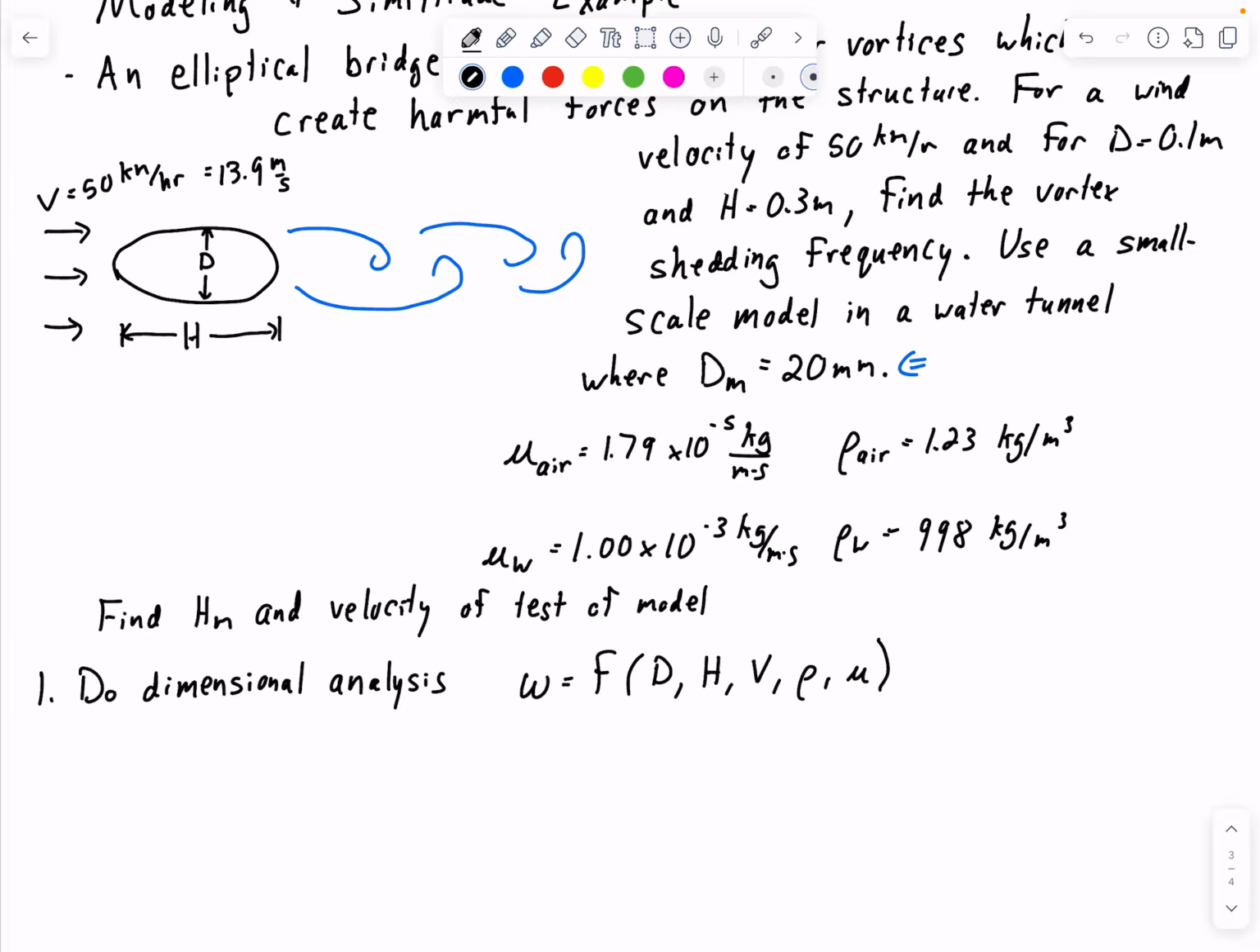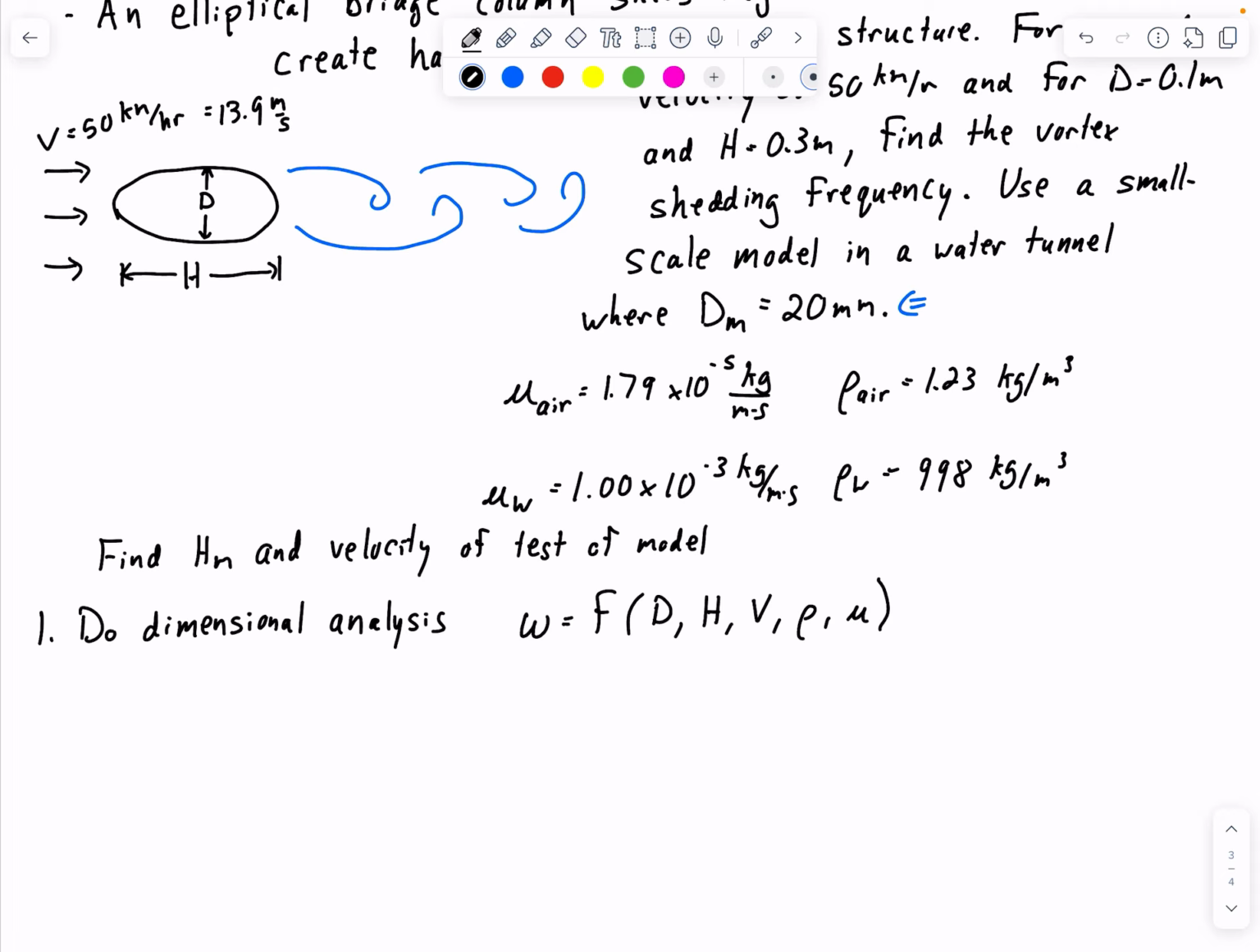So here we have our different parameters, and now we can go ahead and list the dimensions of those parameters. So frequency is 1 over time. This is a function of D. The diameter has a dimension of length. The H variable has a dimension of length as well. Velocity, of course, has a dimension of length over time. Density here, we're going to use the mass length time system. So we're going to say mass over length cubed for density. And then for the viscosity, we have mass per length time.